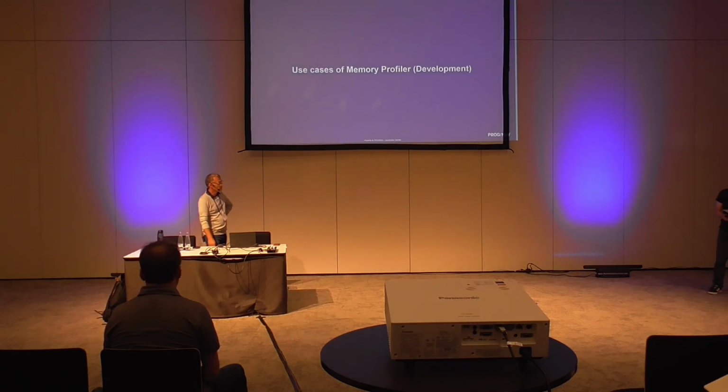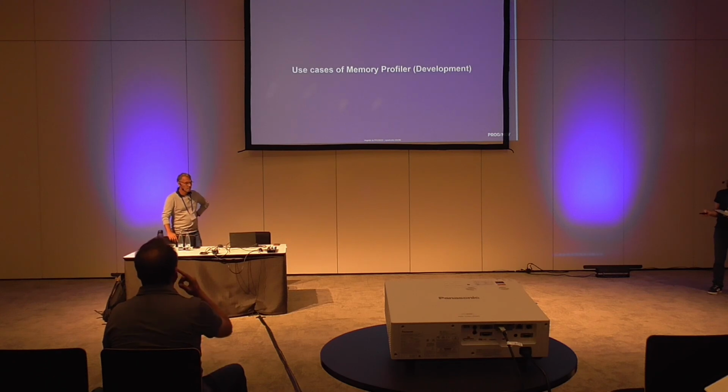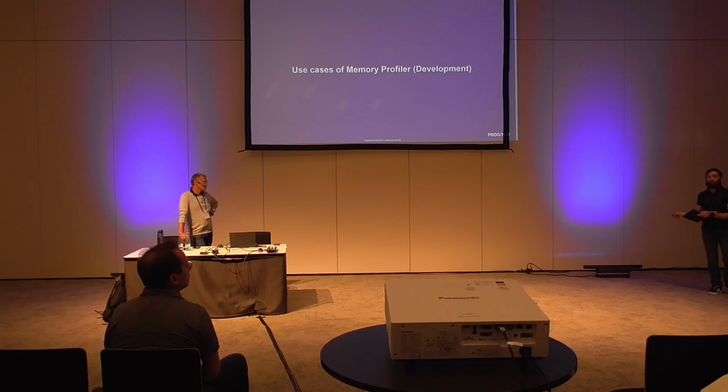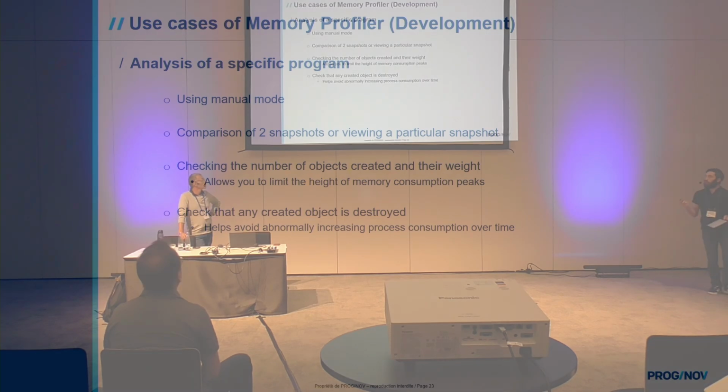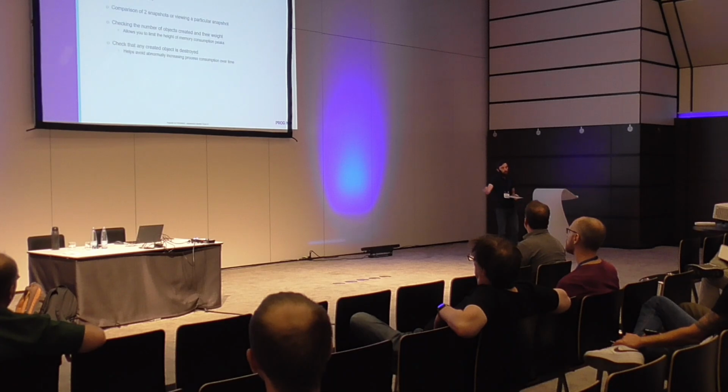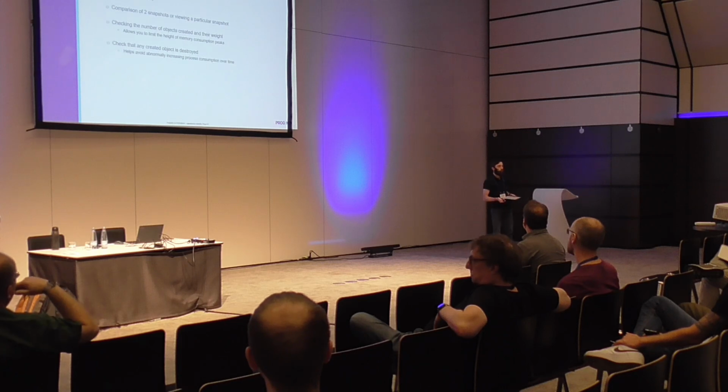Okay, so we will show you 3 use cases that we've got at Proginov. The first one is more for the development team. We use it to analyze a specific program. The developer makes his program, then runs it to analyze the specific program in manual mode. So you start the analysis, you launch your program, then you stop the analysis, and you check the OMP file to see if you've got memory leaks.